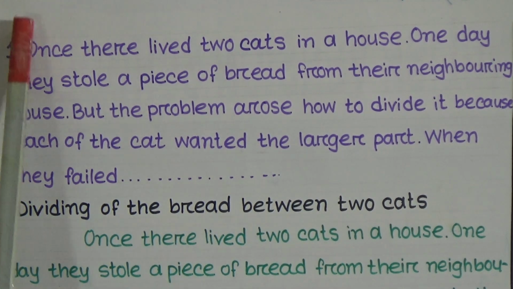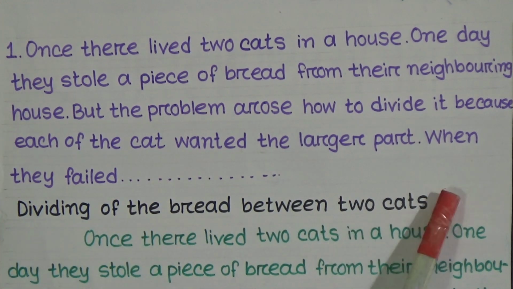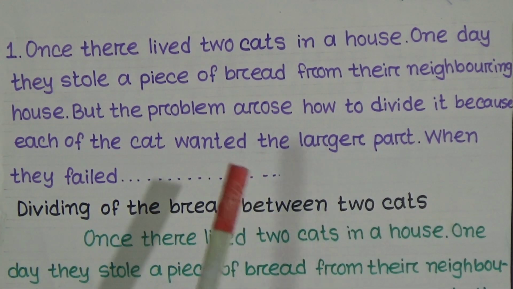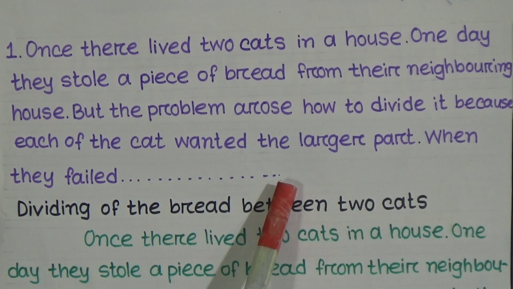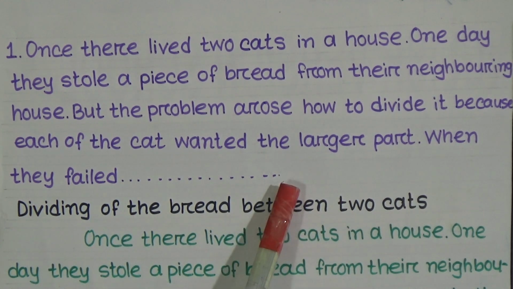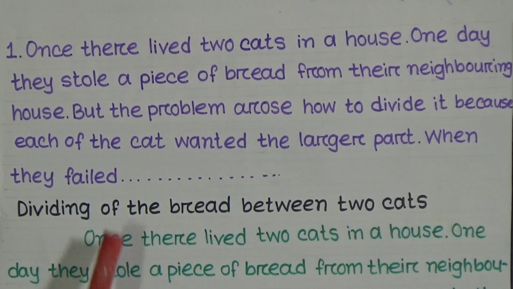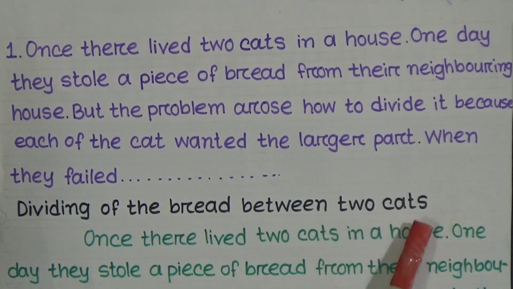Students, you have to write the given portion. This portion is given in your question paper and you have to write this, and after this you have to complete the story providing some easy sentences and with proper information, and you must take care of the tense. While writing any sentence you have to take care of the tense. So first we have written the title. This story is about dividing of the bread between two cats. We have given a suitable title.